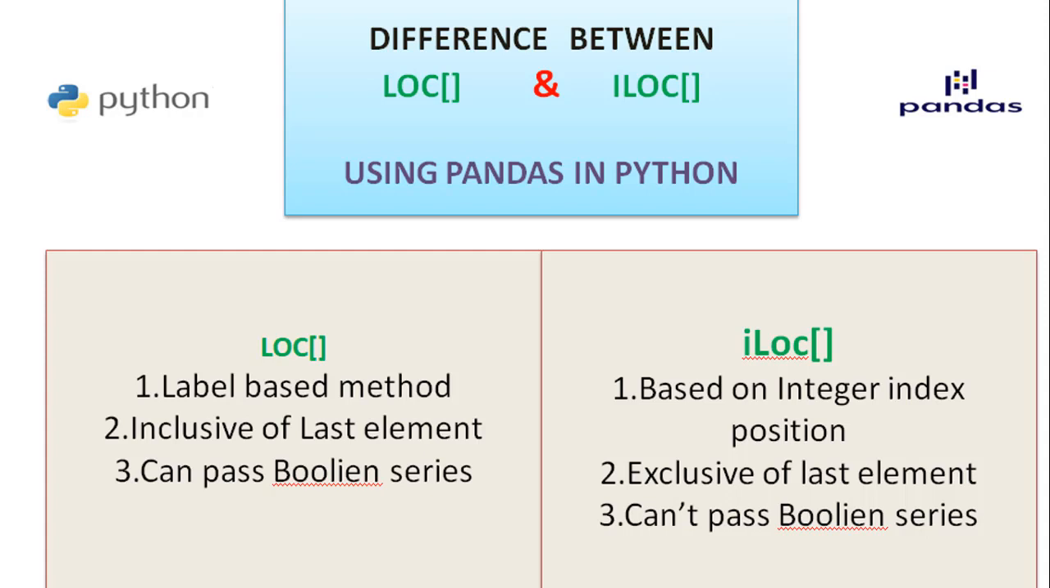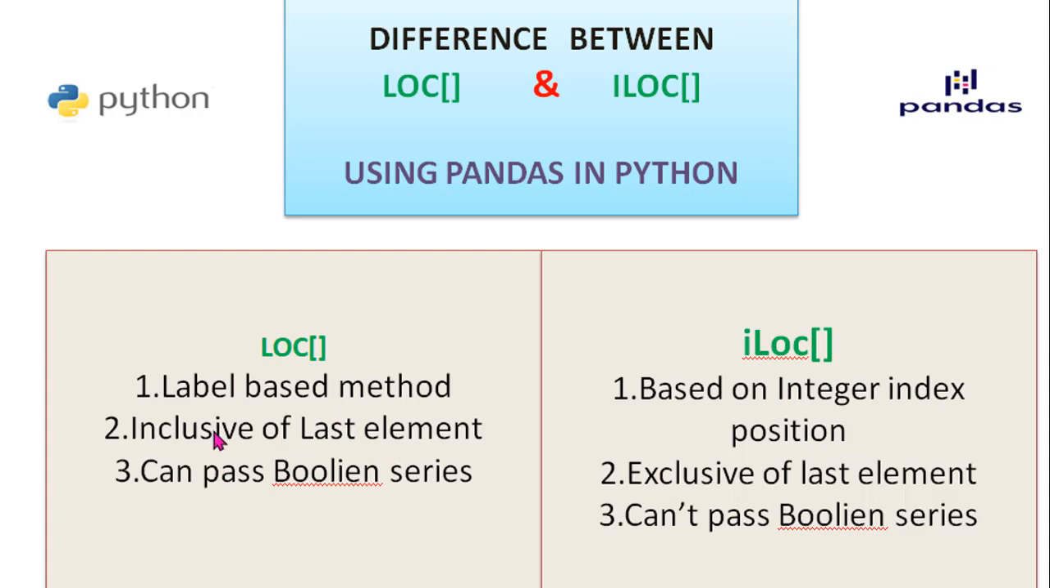If you observe, I have written a few major differences between loc and iloc. In loc, the first difference is that it is a label based method. That means we have to specify the name of the rows and columns that we need to filter out. Whereas iloc is based on the integer index position. That means we need to specify the rows and columns that we need to filter out based on this integer index position. The second difference is whether the last element is inclusive.